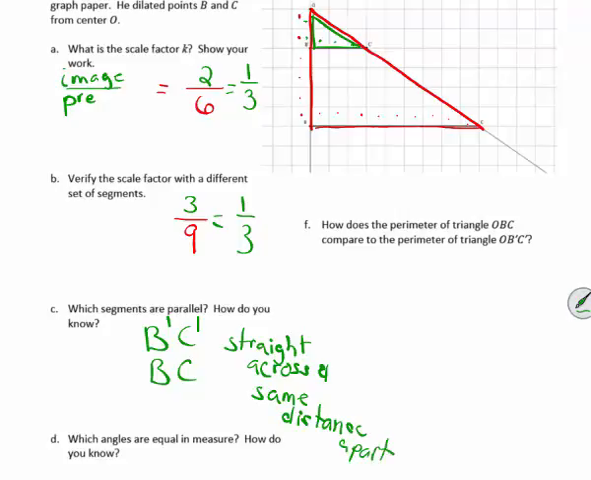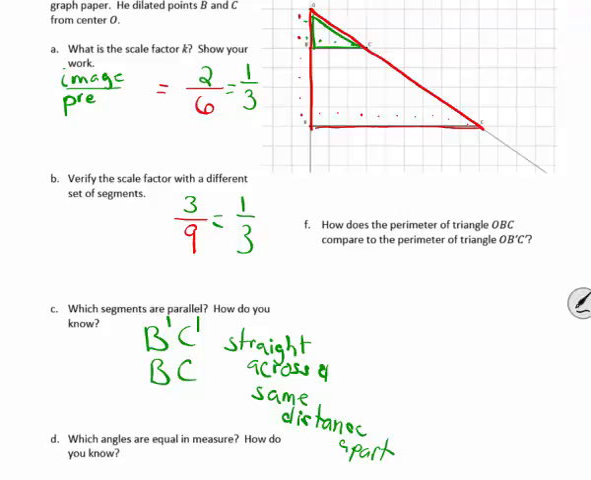All right. Which angles are equal in measure? So again, we have to think about our parallel lines. We're going to have two different transversals: the straight up and down transversal, and the diagonal transversal. So again, I'm going to put in some numbers just to make life a little easier.